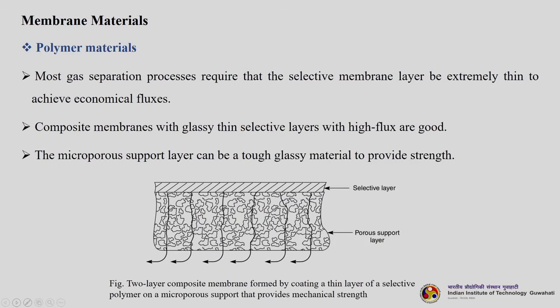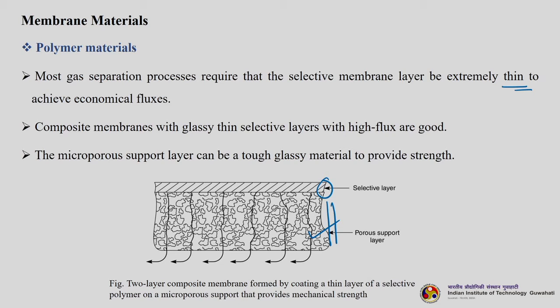Let us now talk about polymer membranes. Most gas separation processes require that the selective membrane layer be extremely thin to achieve economic flux. This is the selective layer, and this other layer gives a composite structure. Composite membranes with glassy thin selective layers with high flux are good. The microporous support layer can be a tough glassy material to provide strength. So, it is a 2 layer composite membrane formed by coating a thin layer of selective polymer onto a microporous support that provides mechanical strength.